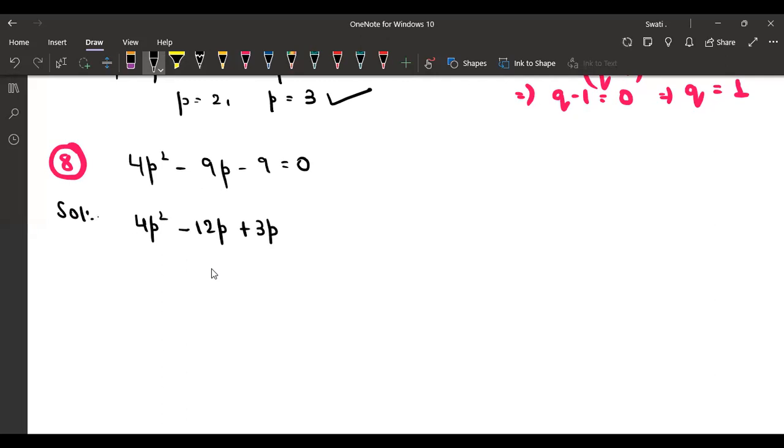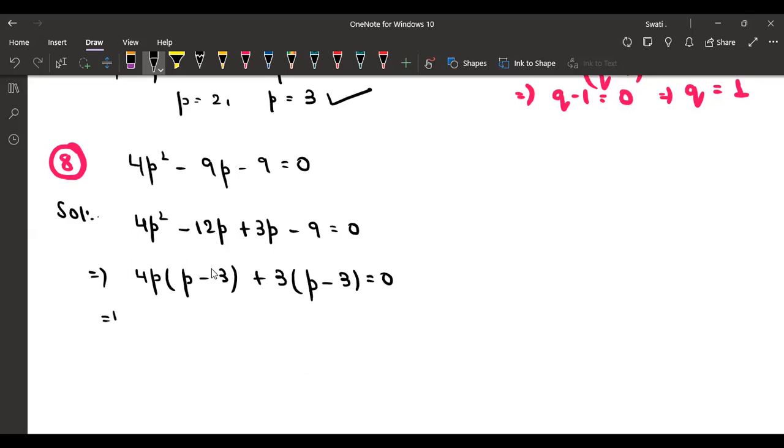And here also 4 into minus 9 is minus 36. So that is perfect. And minus 12p plus 3p is also minus 9p. And then minus 9 is equal to 0. Now from the first two terms, I'll take 4p common. So I'm left with p minus 3, because 4p times 3 is 12p. Here I'll take 3 common. So p minus 3 times 3 is 9, equal to 0.